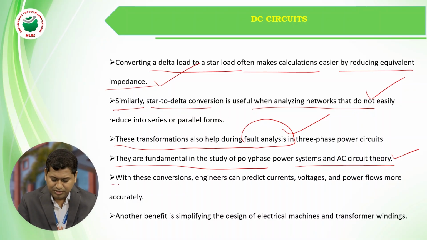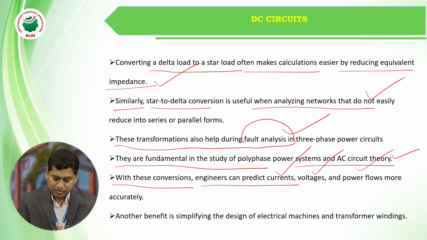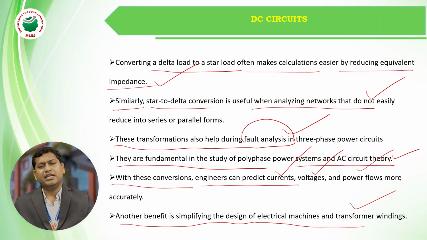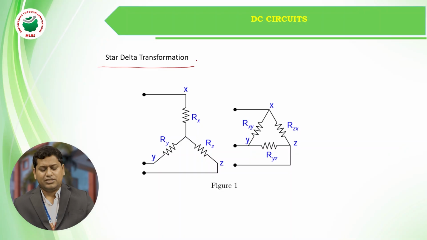With these conversions, engineers can predict currents, voltages and power flows more accurately. Another benefit is simplifying the design of electrical machines and transformer windings. So star to delta and delta to star make the process easy and solvable. Next, the basic introduction is completed. After that we are going with star to delta transformation.